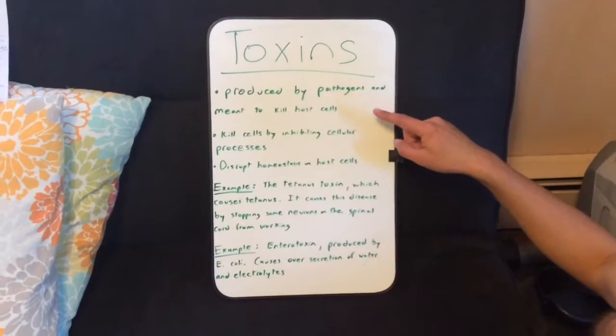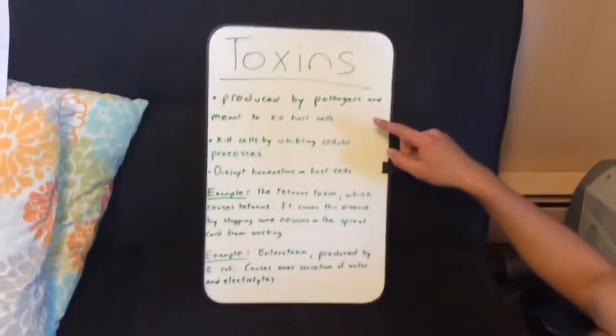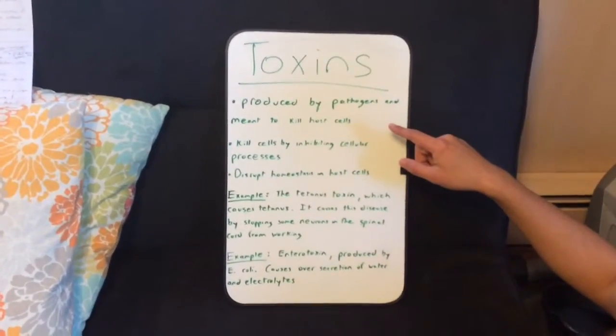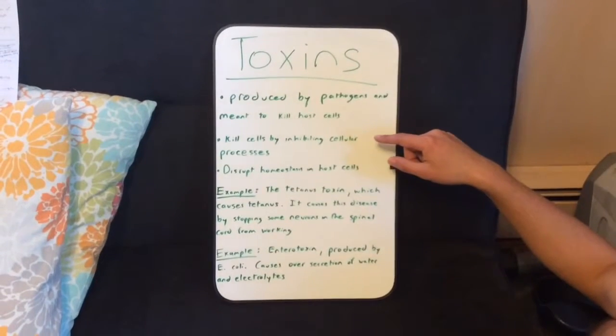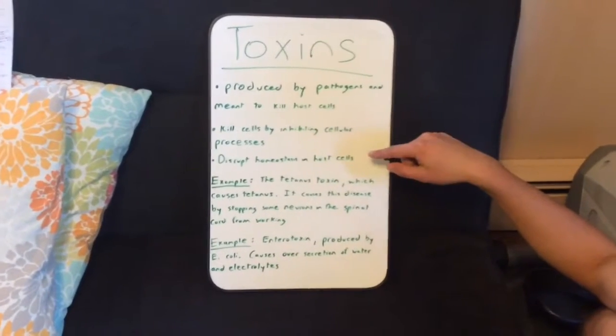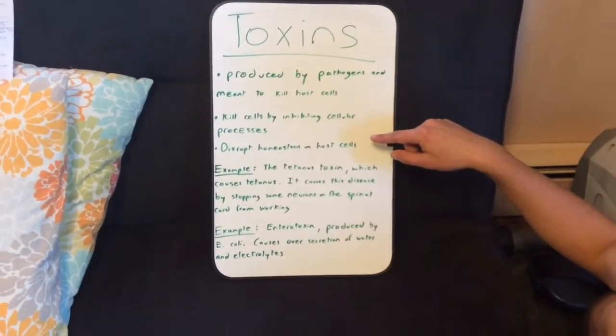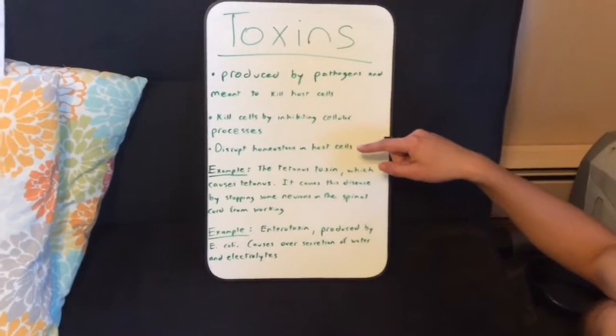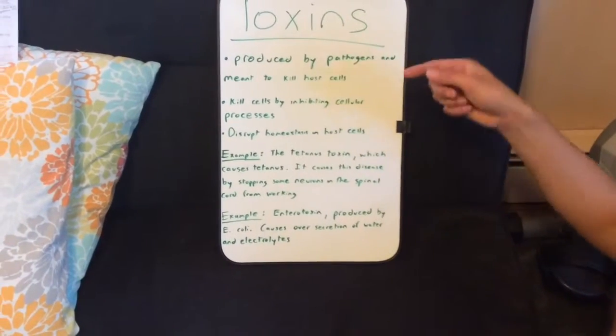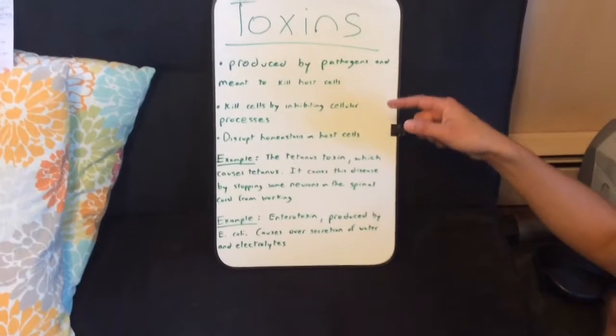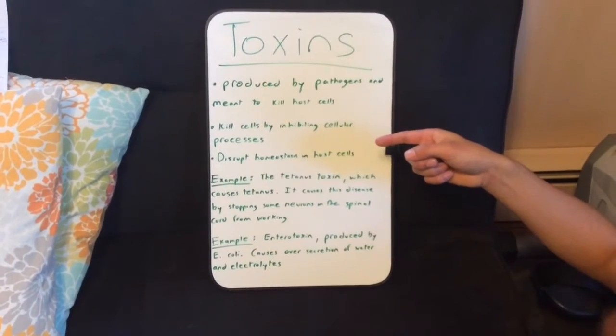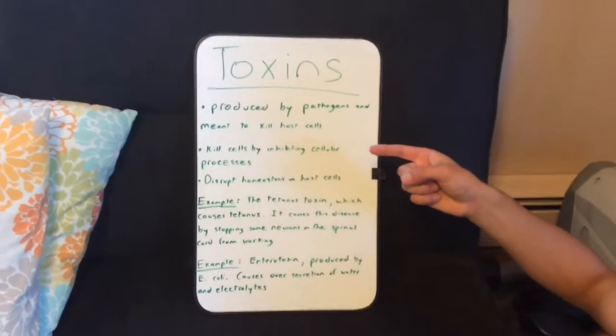Like I just said, toxins are produced by pathogens and they're meant to kill host cells. They kill host cells by inhibiting cellular processes and disrupting homeostasis in these cells. One example of a toxin would be the tetanus toxin. This toxin causes tetanus. It causes this disease by stopping some neurons in the spinal cord from working.